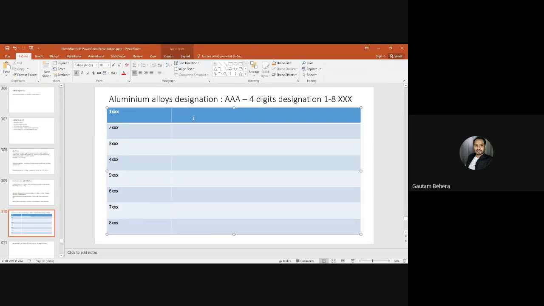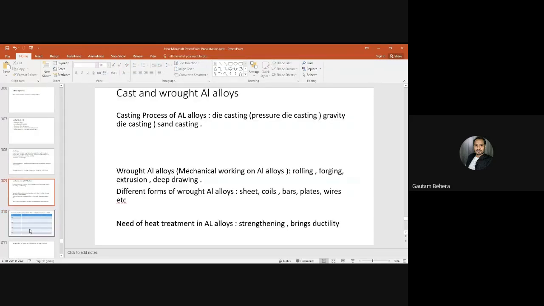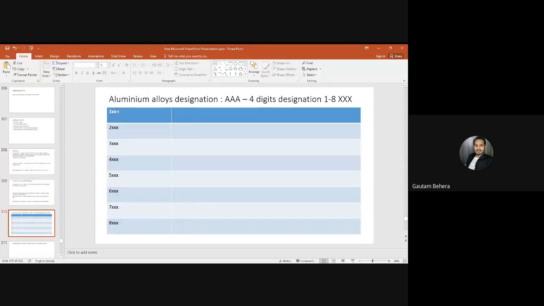All these groups have a principal, or you can say major, alloying element. That means by looking at that alloying element, you can say that this aluminum alloy comes under this group, right? So first one is 1, and as I told, these are also called 1000 series, 2000, 3000, 4000, 5000, 6000, 7000, and 8000 series, right? So the major alloying element in 1000 series is no alloying elements.